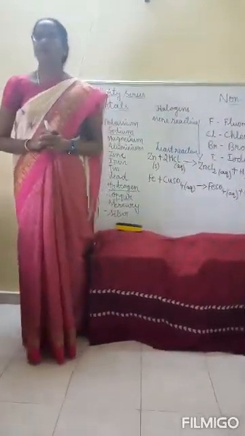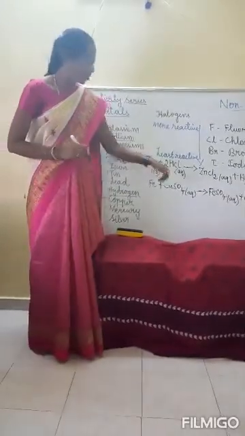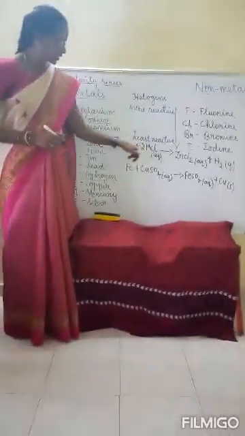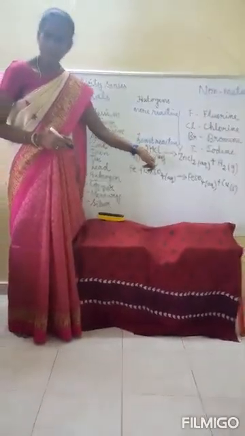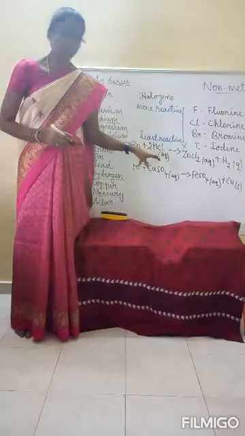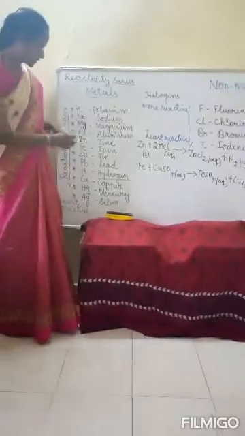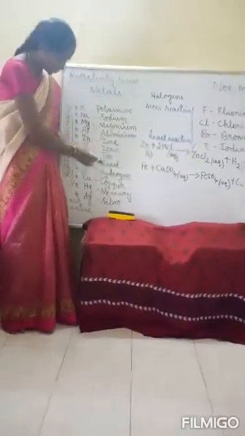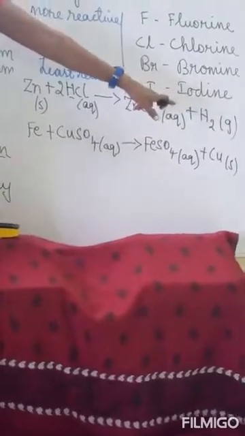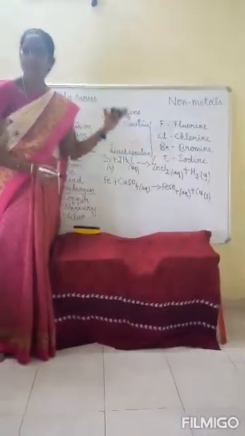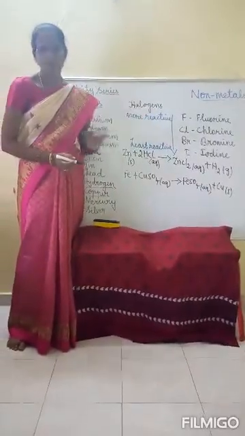Let me show an example for displacement reaction. Look at this equation. Here we have zinc as well as HCl. According to the reactivity series, zinc is more reactive than hydrogen. Look at the series. Zinc is more reactive than hydrogen. So, what happens here? Zinc displaces hydrogen from hydrogen chloride and forms zinc chloride plus hydrogen. Okay. So this is the displacement reaction. This is an example for displacement reaction.